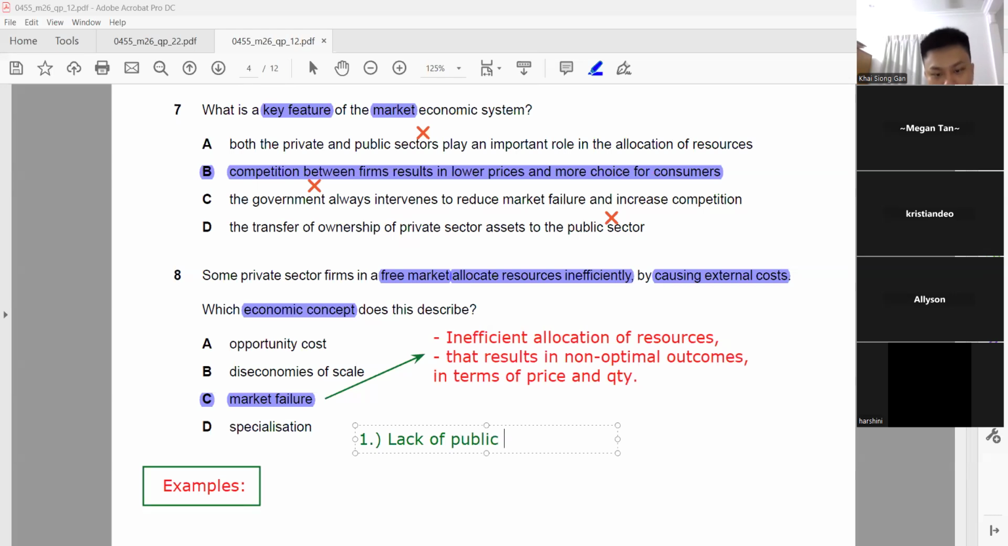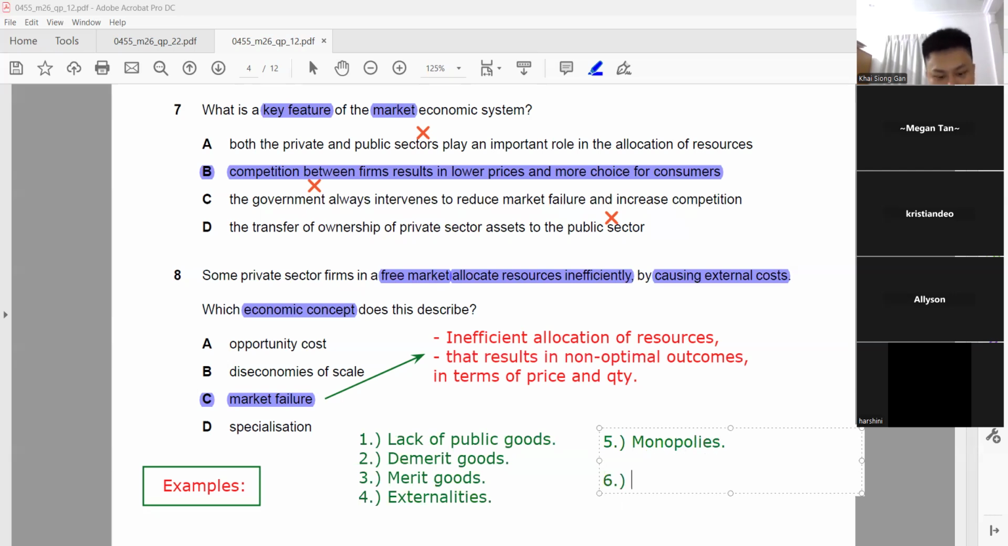Lack of public goods, overproduction and overconsumption of demerit goods, underproduction and underconsumption of merit goods, externalities, monopoly, factor immobility. Okay, good, correct. Number 8 is C, yeah?